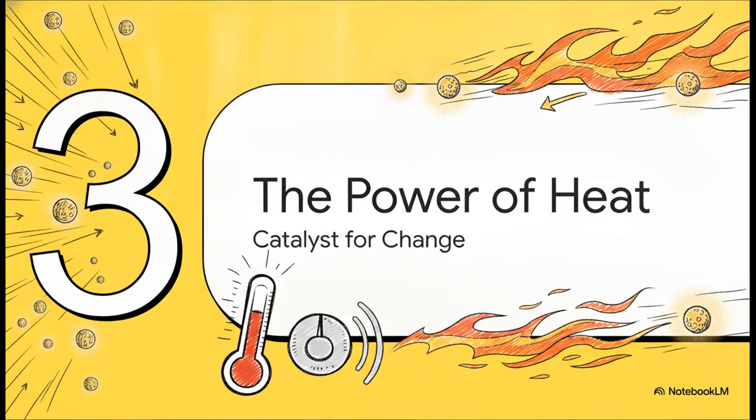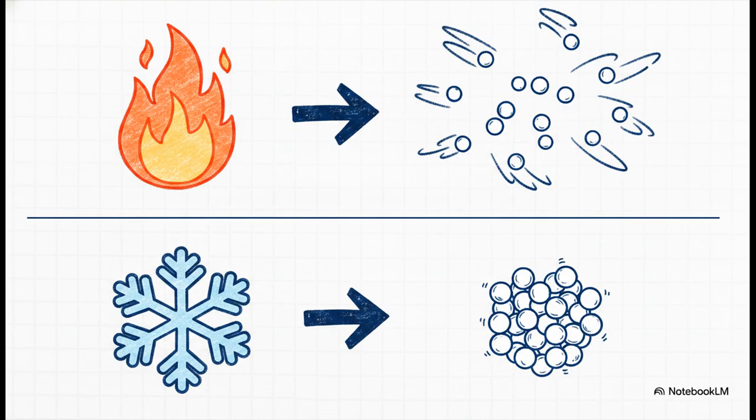All right, moving on to Section 3, the power of heat, the catalyst for change. So, if particles are constantly moving, what actually determines how fast they go? Well, temperature acts as the volume dial for our particle dance floor. If you remember just one thing from this explainer, make it this golden rule.